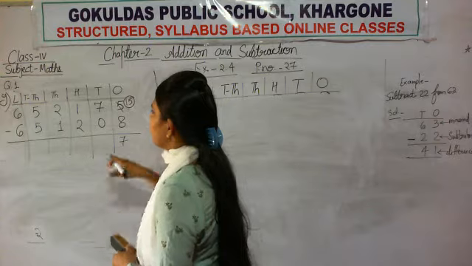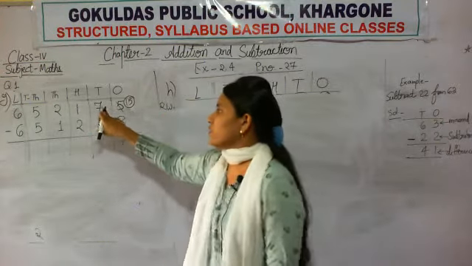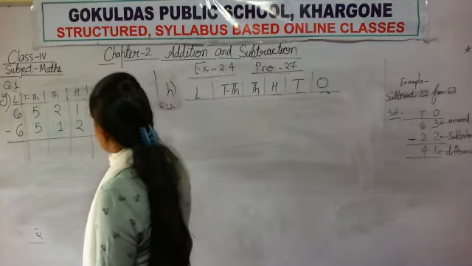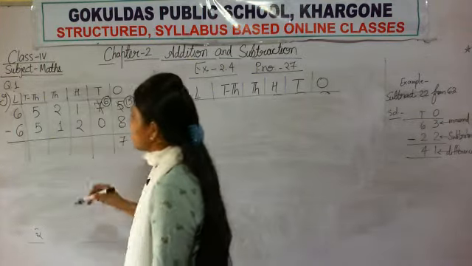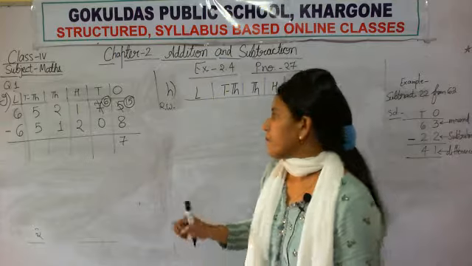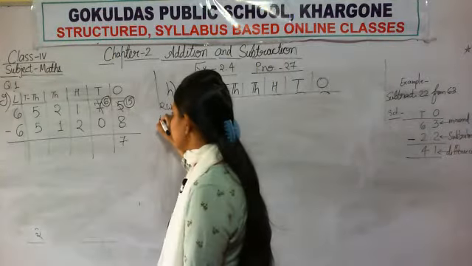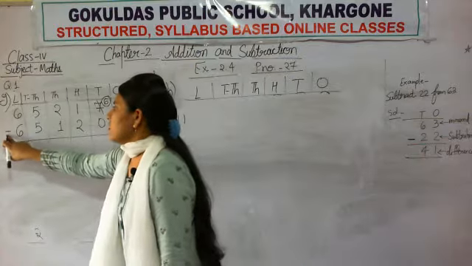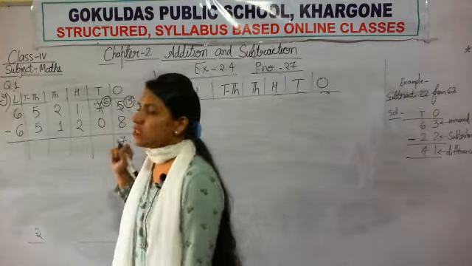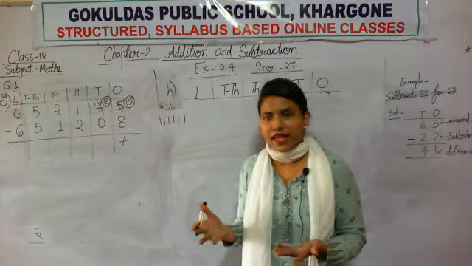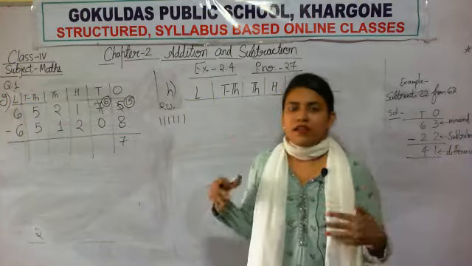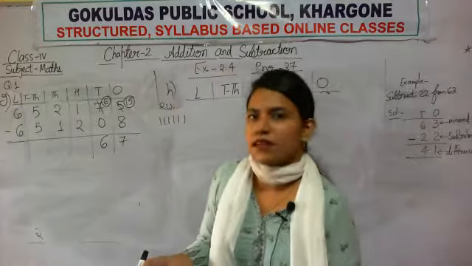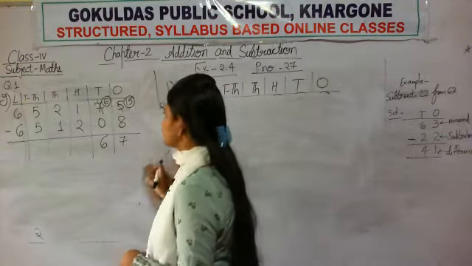Okay. We remember this column has given a borrow to its neighbor, so only 6 is left here. Now draw 6 sticks. 1, 2, 3, 4, 5, 6. You are subtracting 0 from this 6. 0 means nothing. You are removing no stick. Then how much remains? 6 as it is. So you will write 6 in the answer.